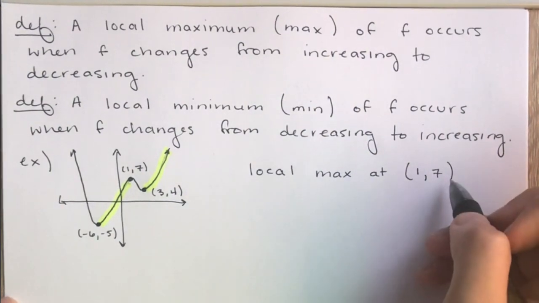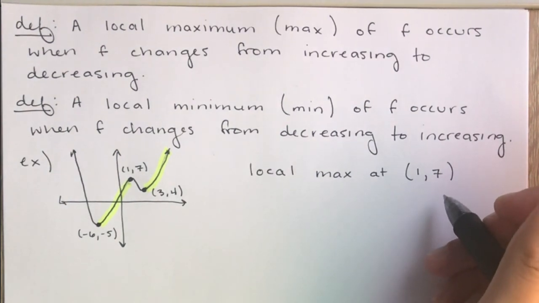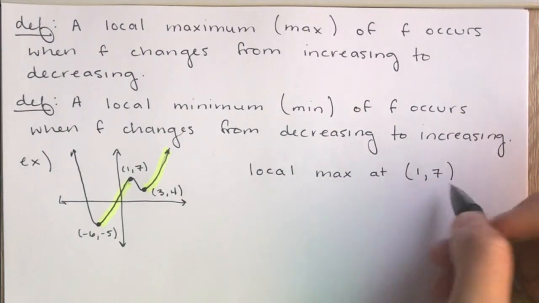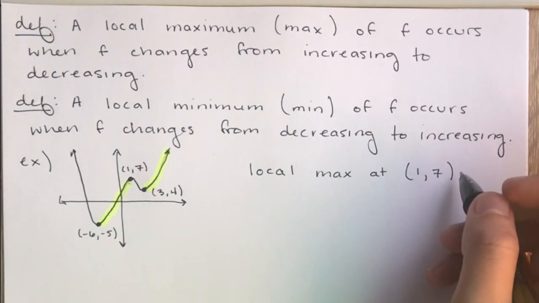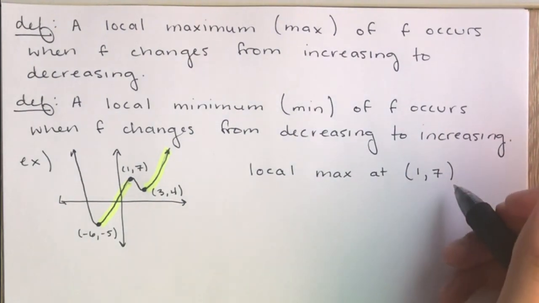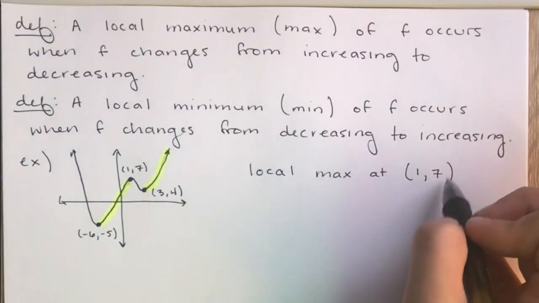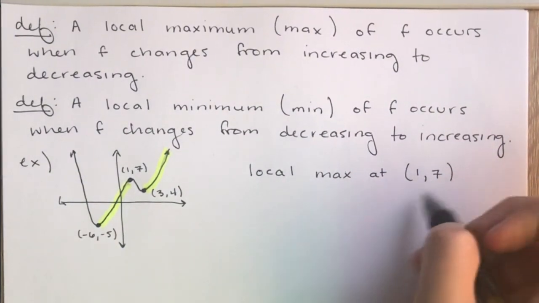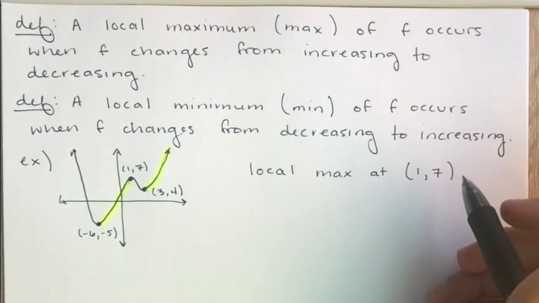Notice this does look a lot like an interval, right? That's one of the downfalls of conventional math notation, is that points look a whole lot like intervals with excluded endpoints. But we want to be able to recognize the difference between those things using context. So we know that a local max is going to occur at a point, so we know we're talking about a point here. Okay, so do we have any local minimums here?